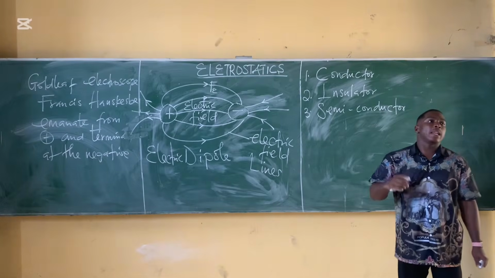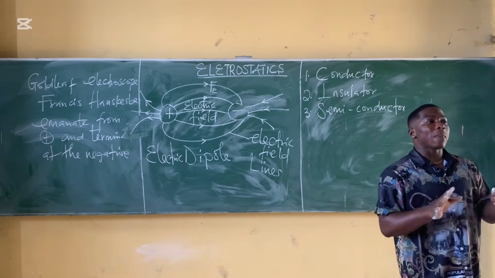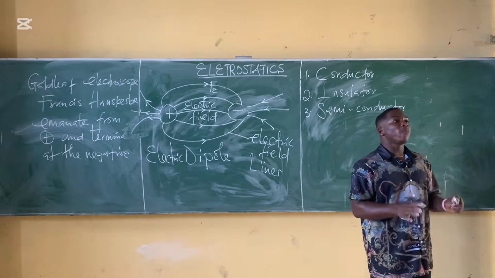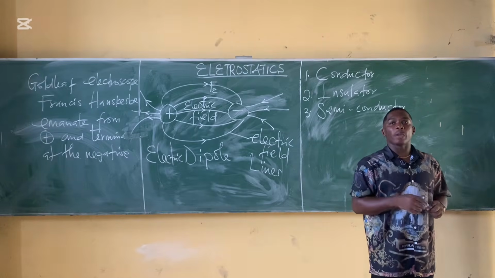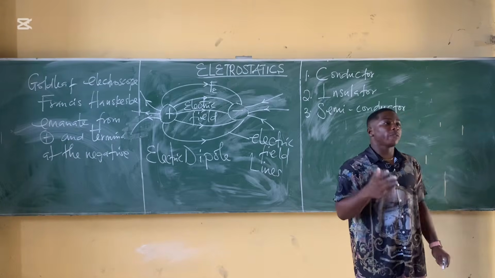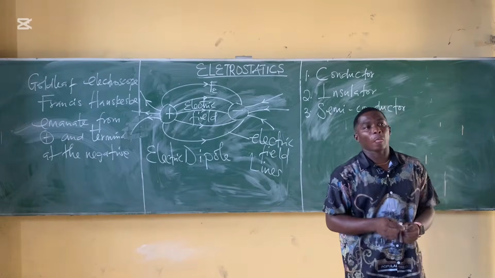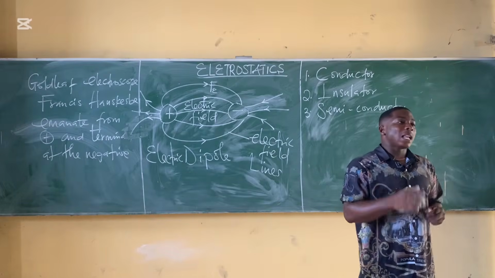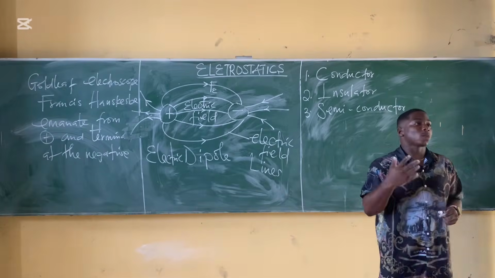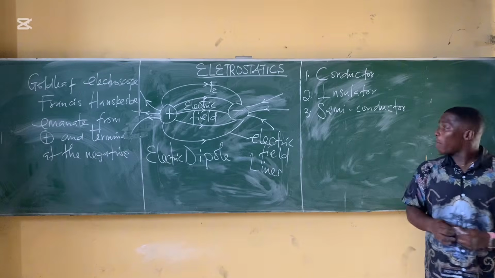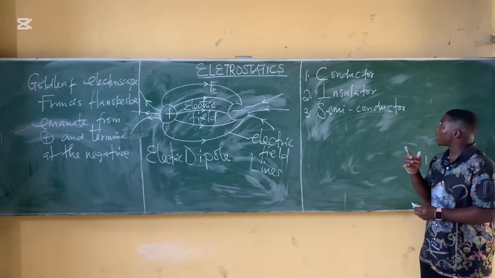These are the three electric materials: conductor, insulator, semiconductor. What is a conductor? A conductor is any material that allows the free movement of electrons. Any material that allows the free movement of electrons or electricity is referred to as a conductor.